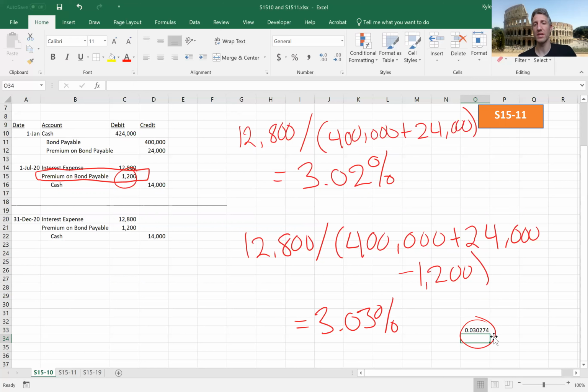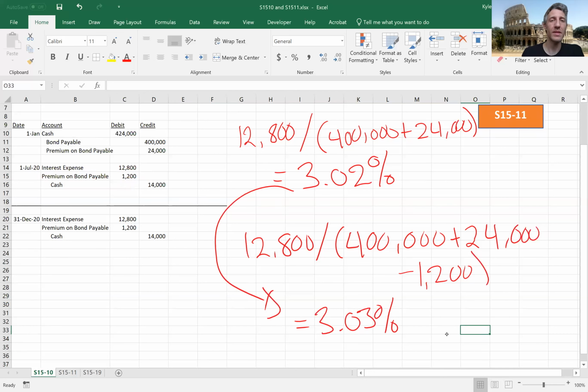So the interest rate implicit in our journal entry is changing. It was 3.02, now it's 3.03, and when we move forward in the next period, it will be different. It will increase again. Now, how can that be possible? I've told you before in class and throughout these tutorials that the coupon rate on a bond doesn't change. So why is the interest rate changing? That would be a very astute observation of you to make.